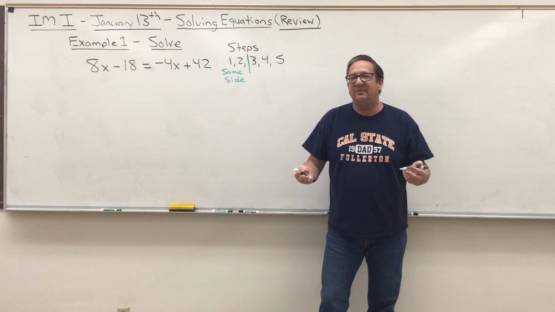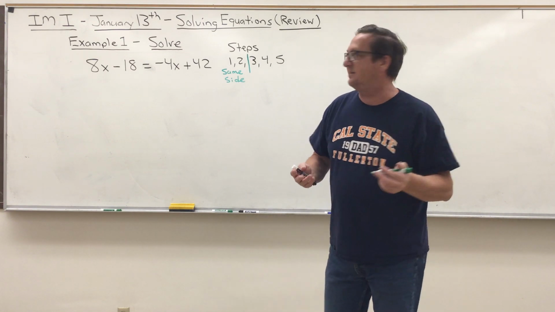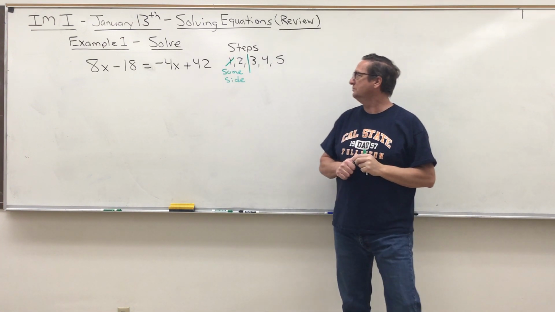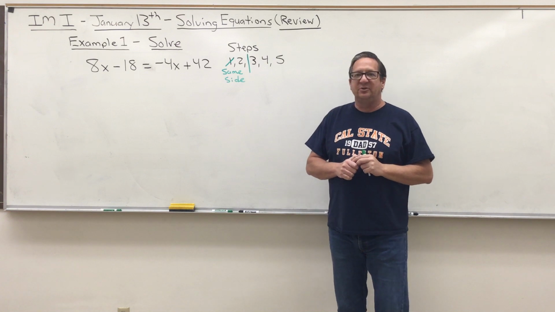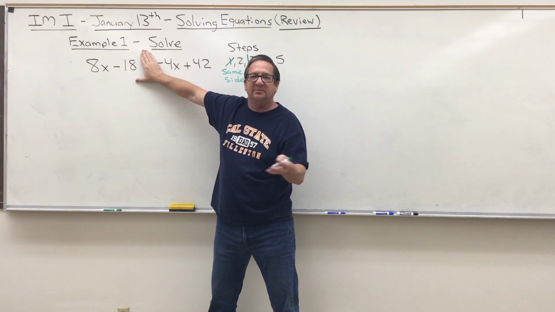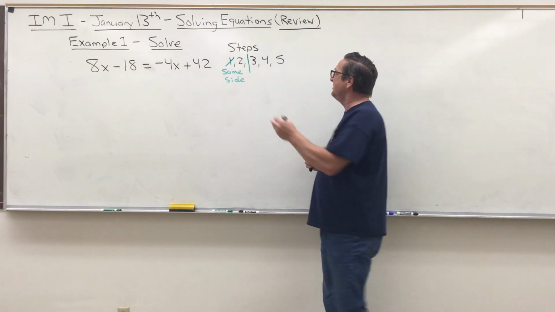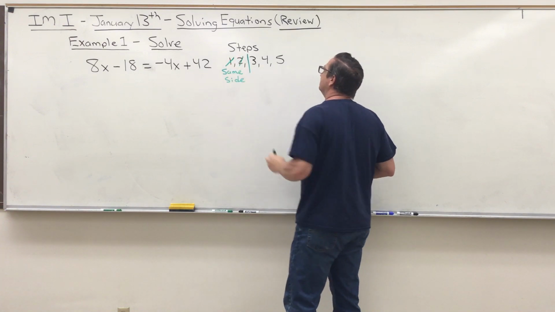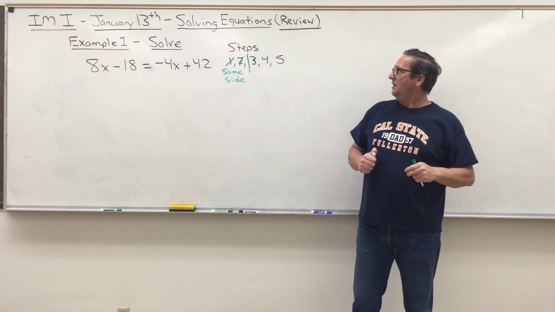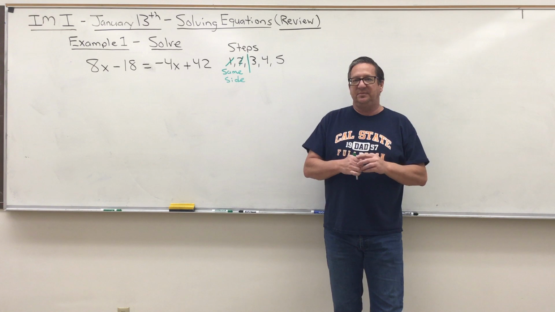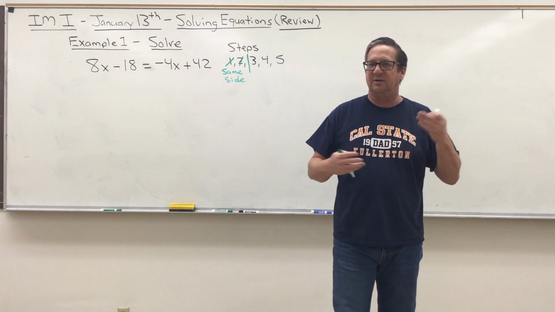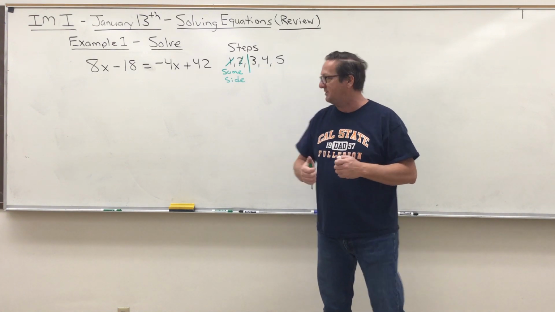Step 1, do I have any set of parentheses in this problem? And the answer is no. Step 2, are there like terms on the same side? Left-hand side, nothing to combine. Right-hand side, nothing to combine. And we're already at step 3 in this problem. And I want to remind you, as we do the math here, you can use the calculator. Watch your signs, use the calculator, because I only want to know, do you know how to do the steps?